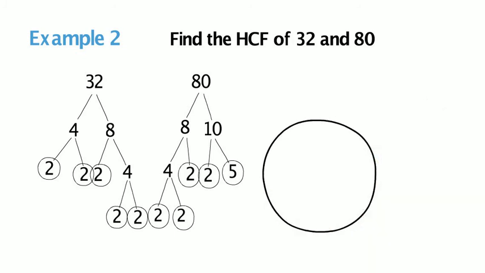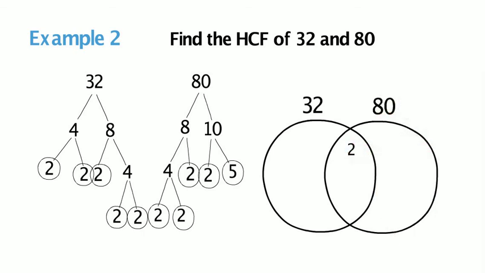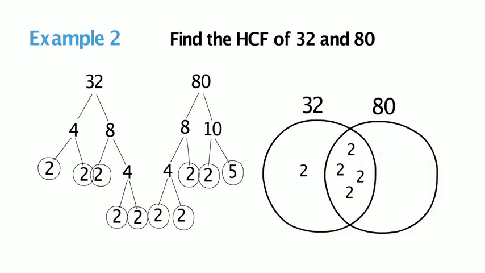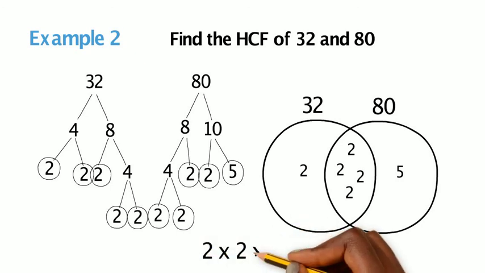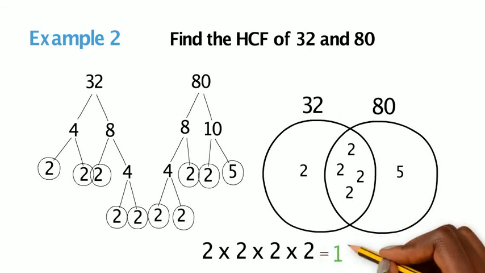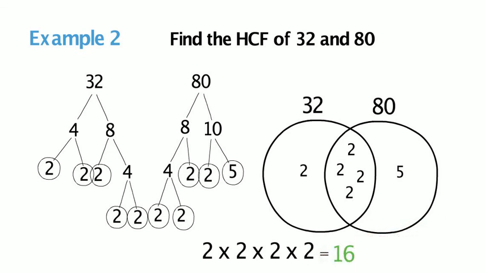Then draw your Venn diagram. Label your Venn diagram with 32 and 80. They have 4 2's in common this time, so they would go in the middle. And then 32 would have an extra 2, but 80 would have a 5. So because they have 4 2's in common, multiply those 4 2's together, which would leave you with an answer of 16. And that's pretty much it on highest common factor and lowest common multiples.